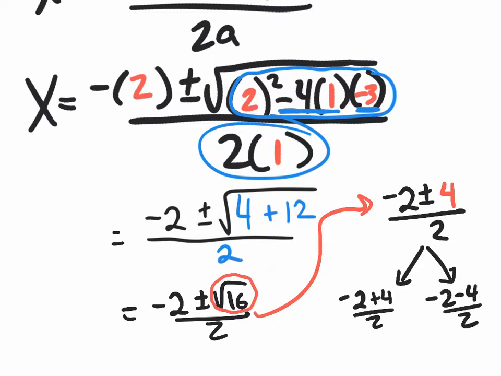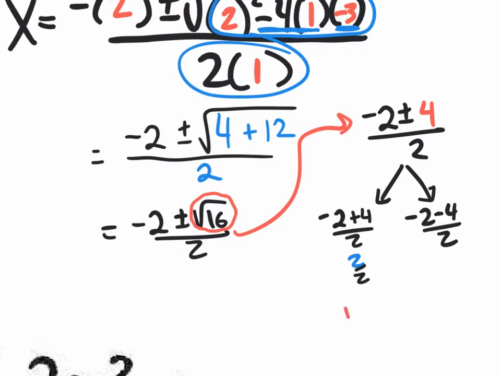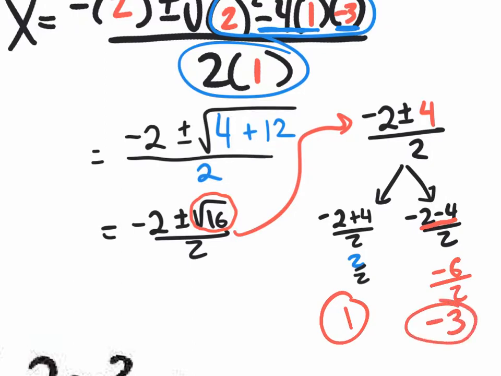What is negative 2 plus 4? That's 2. And if you divide that by 2, what do you get? You get 1. So one answer is 1. The other one, negative 2 minus 4, that's negative 6. Negative 6 divided by 2, that's negative 3. So those are your two answers, x equals 1 and x equals negative 3. Now what does that mean visually on a graph? That your parabola will cross at 1 and negative 3 on the x-axis.